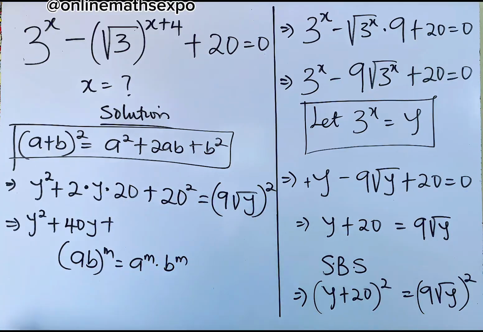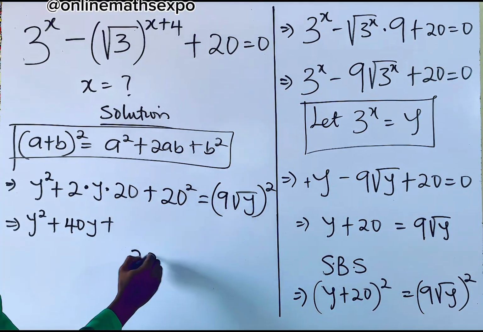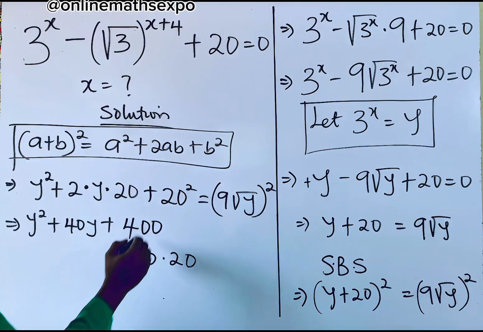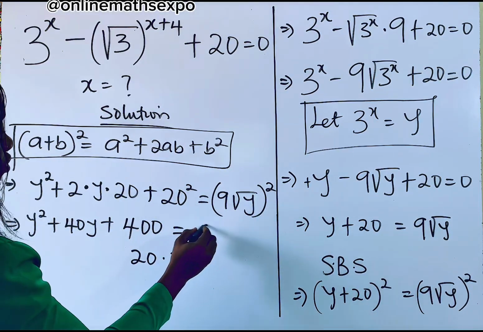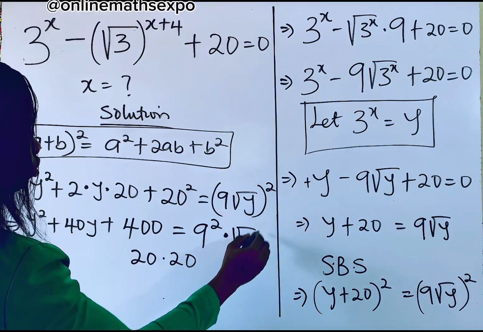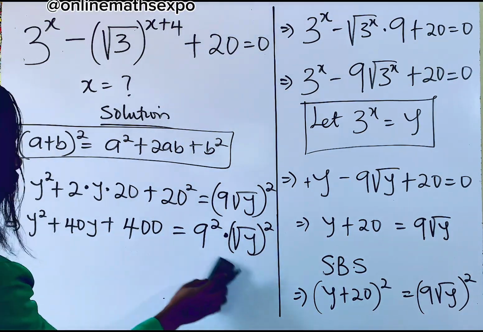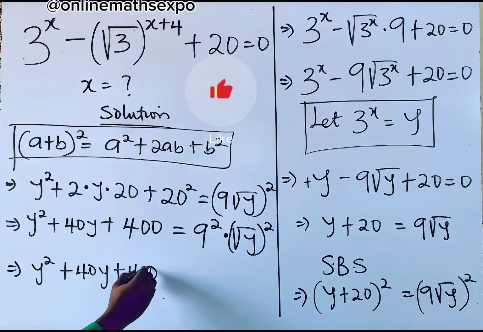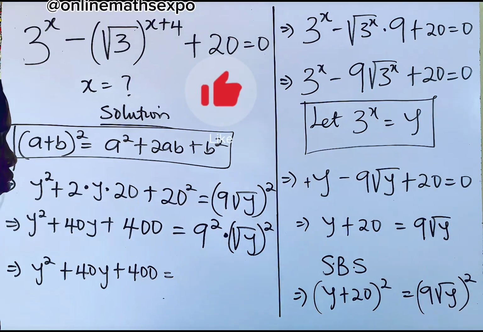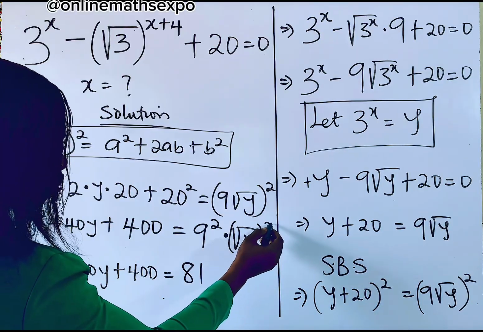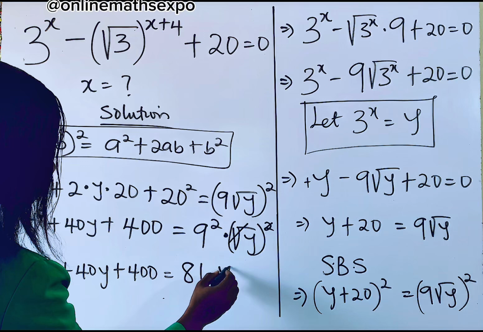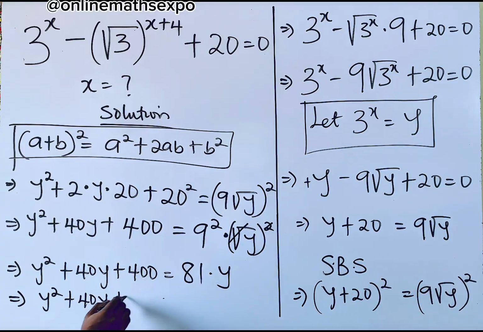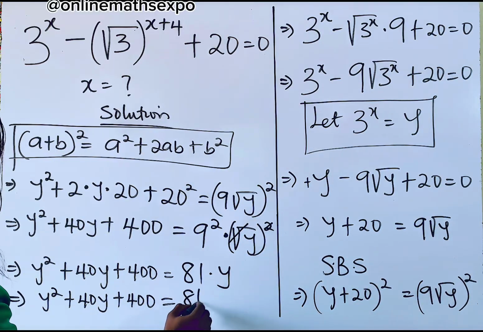This is 20 squared, and 20 squared means 20 multiplied by 20. So 2 times 2 gives us 4, then add these two zeros, we have 400, which is equal to 9 squared multiplied by root y raised to power of 2. If you keep simplifying, we have y squared plus 40y plus 400 is equal to 9 squared, which is 9 times 9 to give us 81. Then the square root cancels the square, so we have multiplied by y. So if you simplify, you have y squared plus 40y plus 400 is equal to 81y.